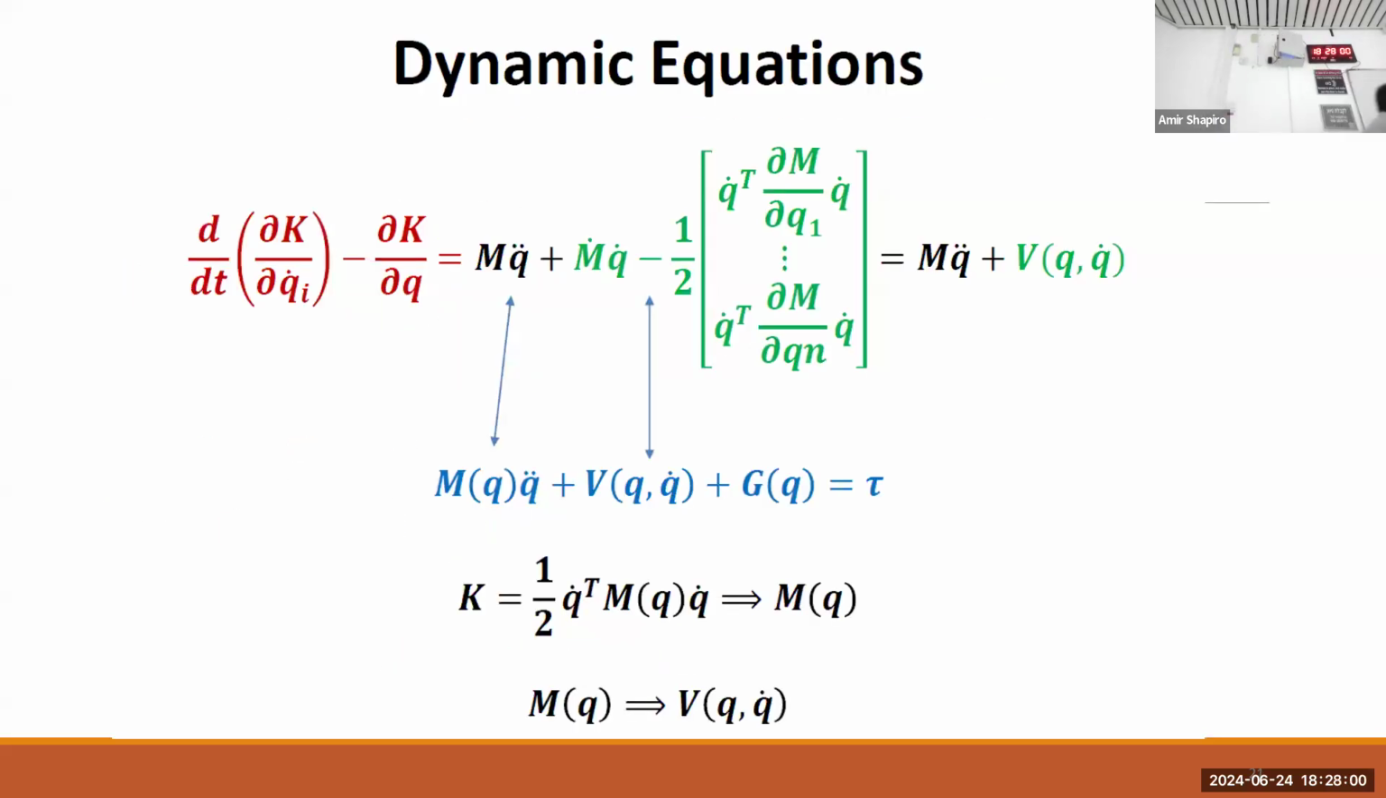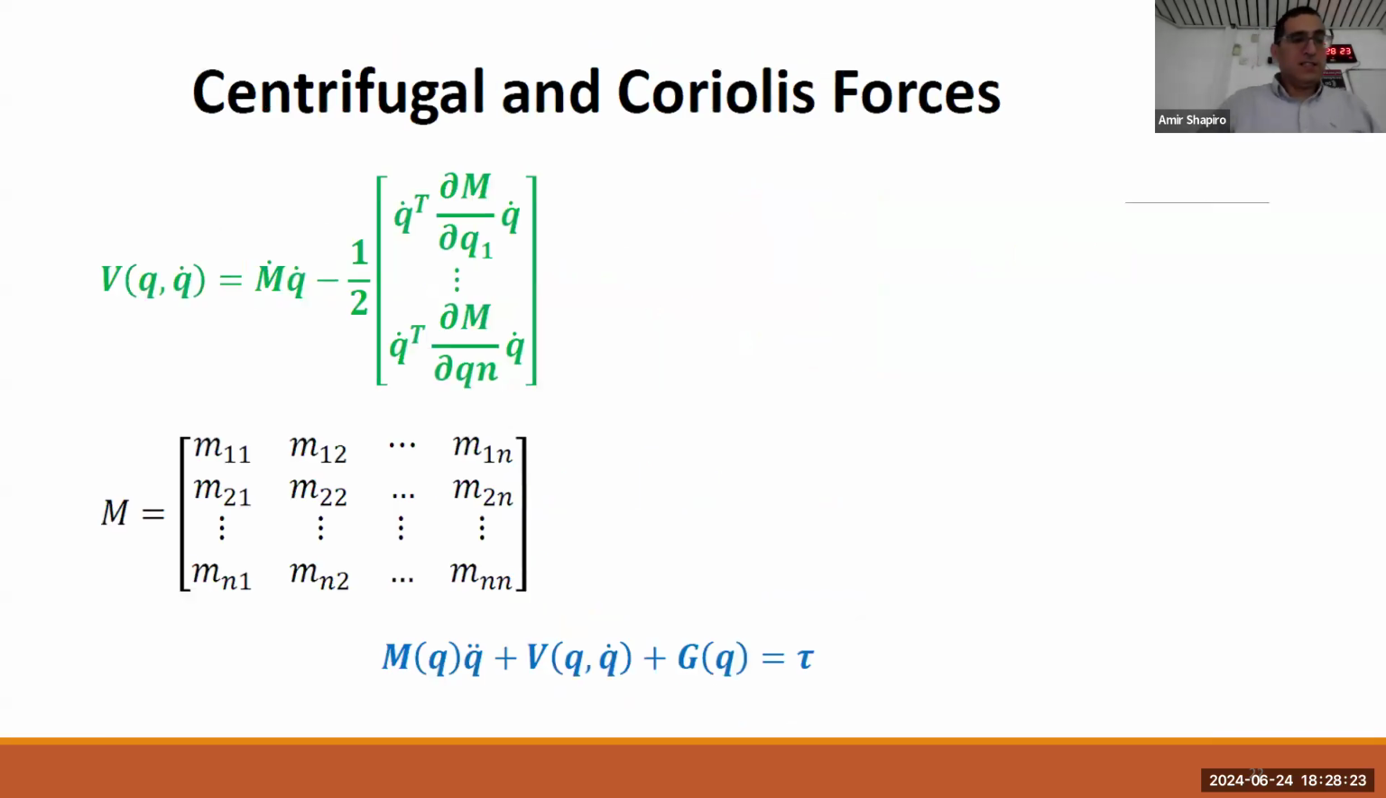Here they said instead of C, they call this V. The same thing. Instead of C that we talked about before, now it is called V. And V is the M dot Q dot minus half, and this complicated term. So let's discuss this V, or what we called before C.